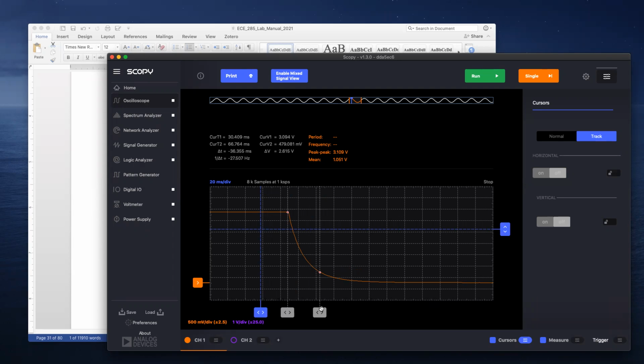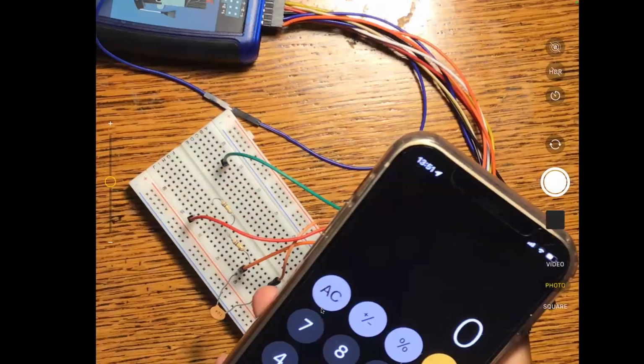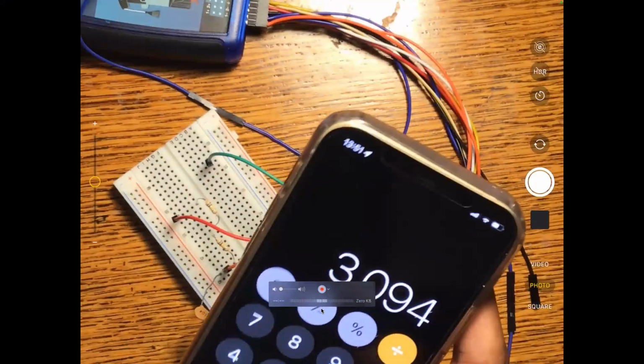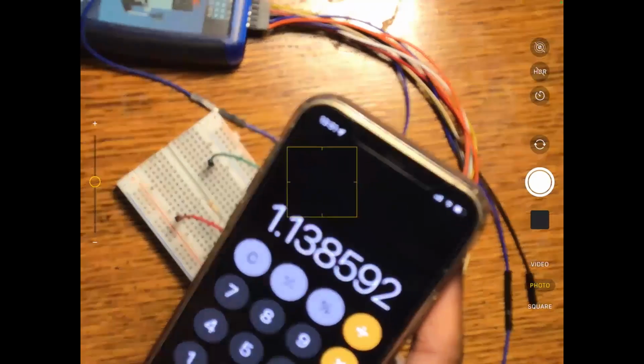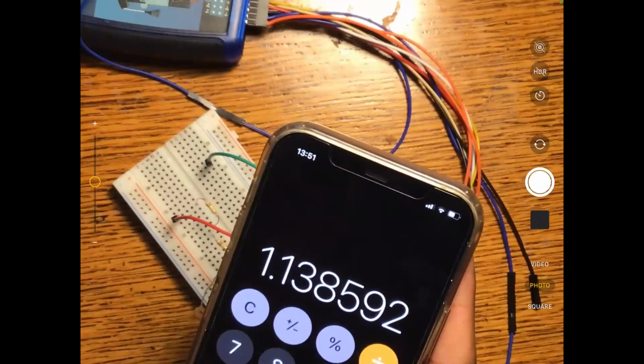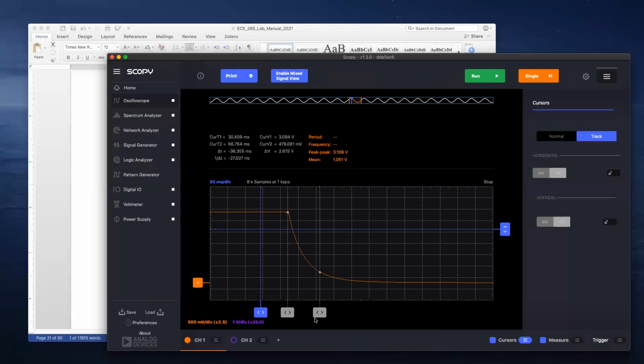I'll calculate that using my calculator real quick. I will just do 3.094 times 0.369, and that gives me a voltage of 1.14. So I'll try to approximate 1.14 using my second cursor. You probably won't get exactly that. If you do, that'd be fantastic, but if you don't, it's understandable. Oh, I was actually very close. There you go, so that's about 1.14.